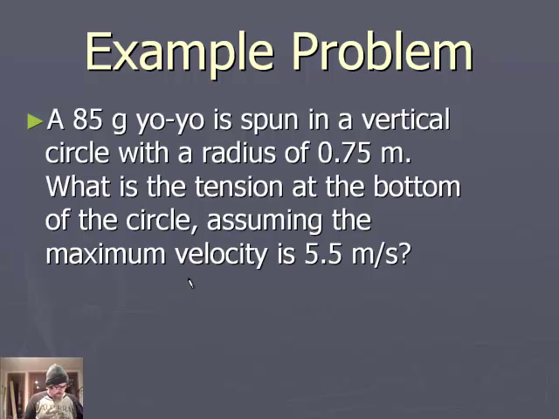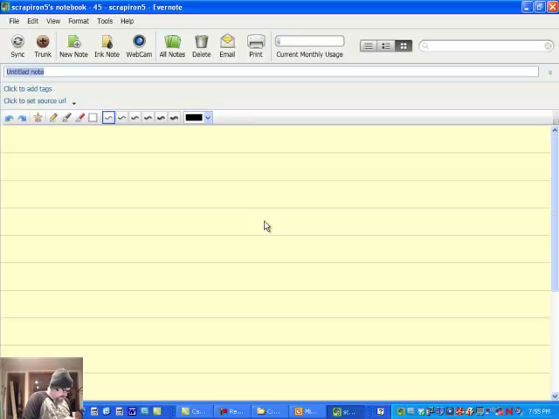Same yo-yo, 85-gram yo-yo, same radius, it's spinning in a vertical circle. The question here is, what is the tension at the bottom of the circle? That's what we're trying to find. Maximum velocity is given to us as 5.5 meters per second. Okay, well, let's lay out this problem.